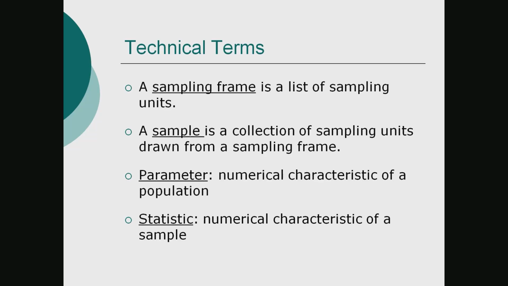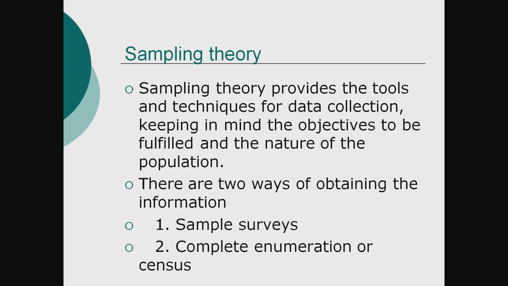Statistic. Numerical characteristic of a sample. Any statistical measure calculated from a sample is a statistic. Statistic is a numerical value that describes a characteristic of a sample, such as the sample mean or sample standard deviation. It is calculated from sample data and used to make inferences about the population. For example, the mean height of a group of randomly selected students in a sample is a sample statistic. Sampling theory.